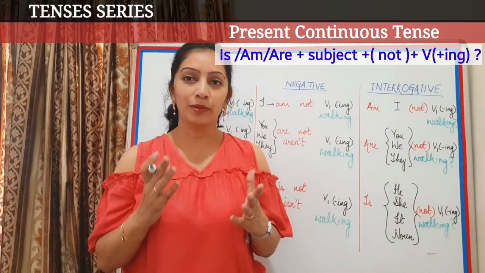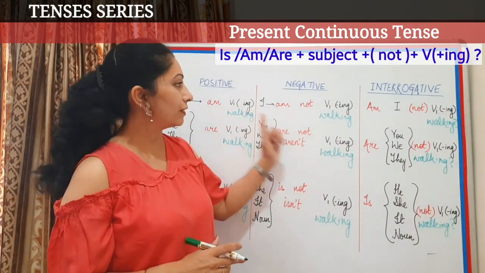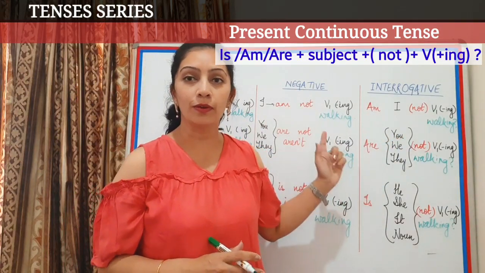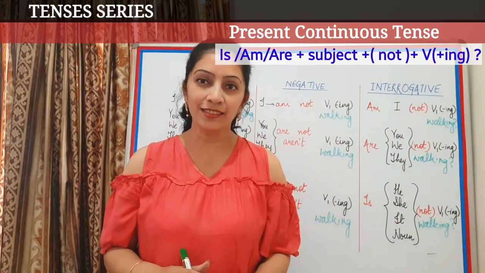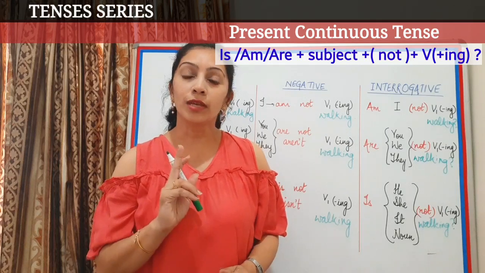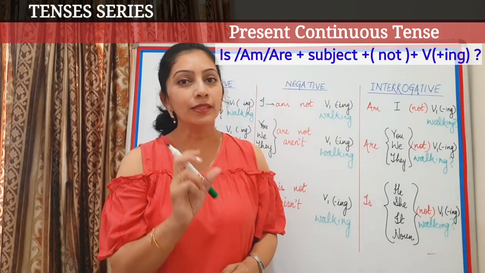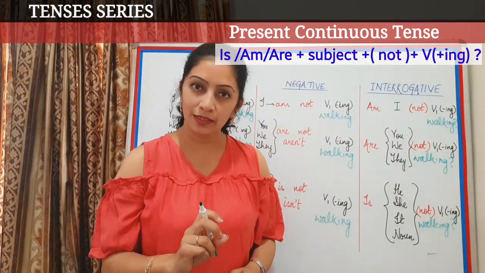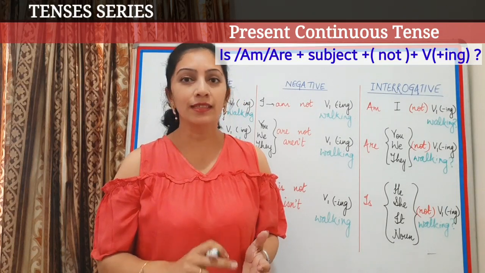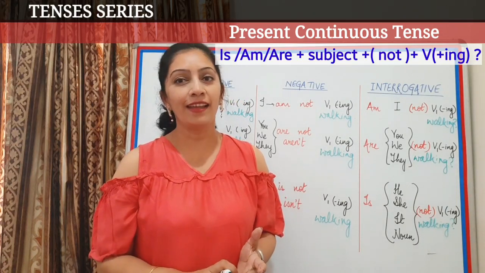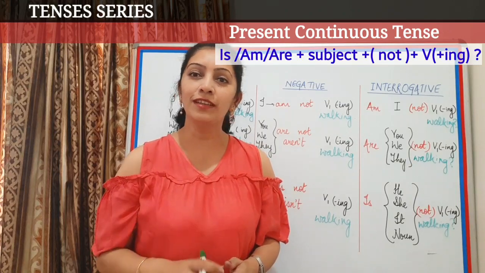So that's how we make sentences in the positive, negative, interrogative forms of present continuous tense. And here you have to compulsorily use the present forms of auxiliary verb be, that is, am, is, are, and the verb with ing form.